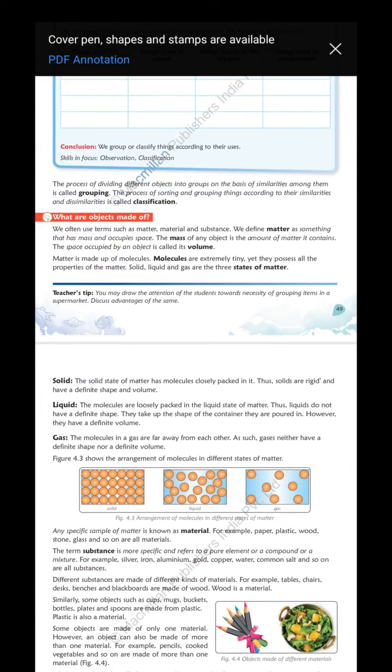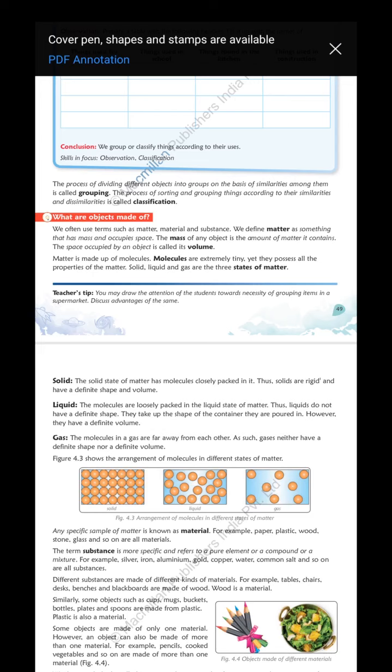Why do we need these two? To sort, first we have to differentiate. We have to classify, then we have to group. Yes, first we do classification, then only grouping is possible. If we observe similarities and dissimilarities, then only we can separate into groups.